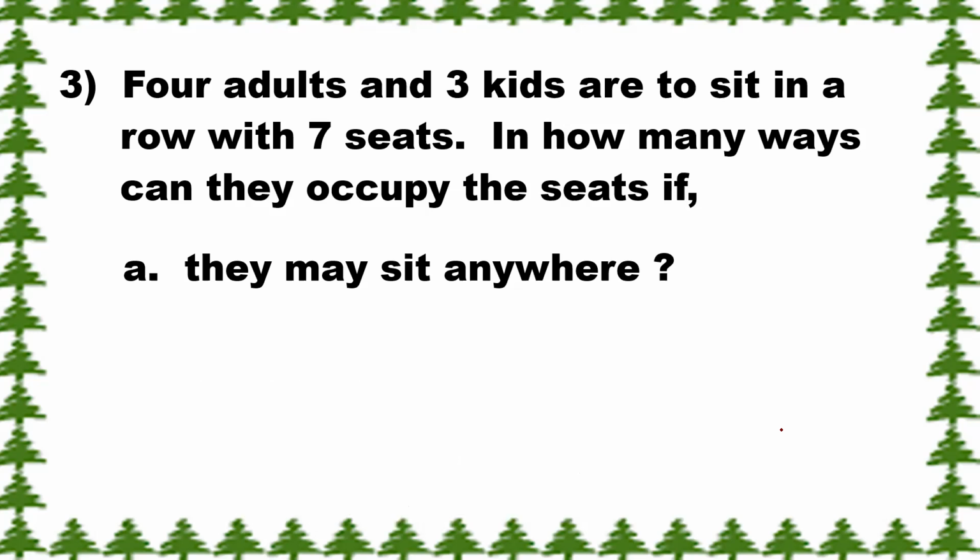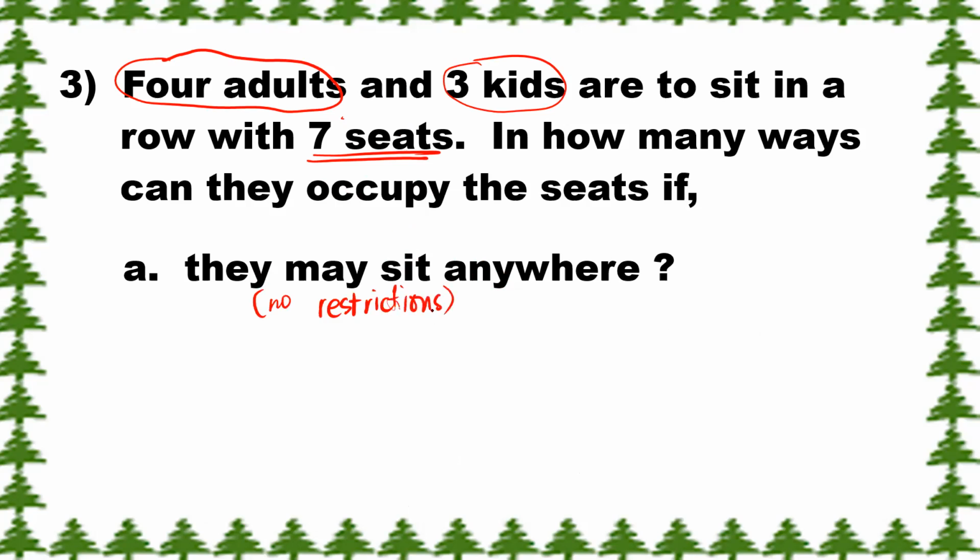So let us have first letter A. Consider that there are 3 kids and 4 adults, and they have 7 seats. In how many ways can they occupy the seats? They may sit anywhere. This means there are no restrictions. They can do whatever they want. They can sit anywhere they like. Okay, that's what that means.